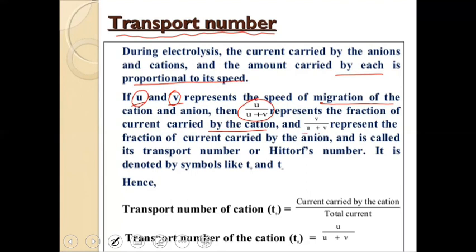And for the anion, V by U plus V represents the fraction of current carried by the anion. So it is called its transport number, or it is known as the Hittorf number. It is denoted by the symbol T. T plus means the cation transport number, and T minus means the anion transport number.